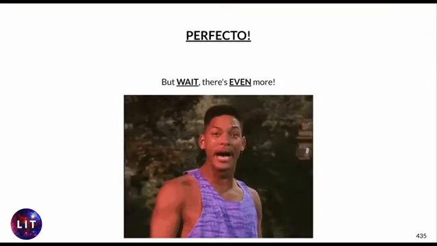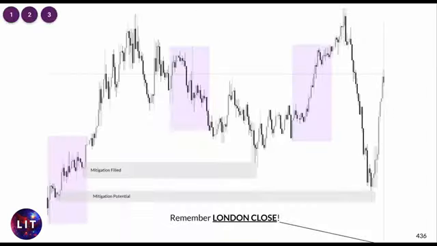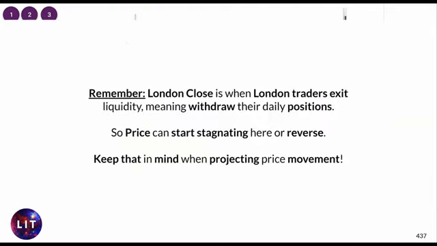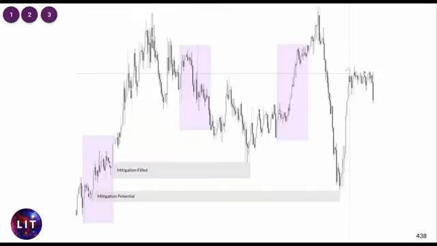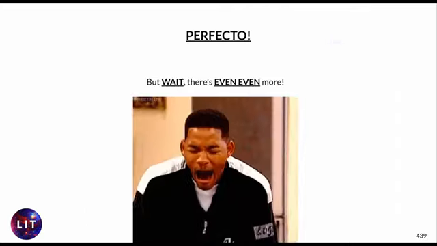Perfecto, again. Right, but there's even more, of course, right? Again, now we're having this huge pullback area. But again, just by the understanding of the whole thing, remember London close. Again, remember close is when London traders exit liquidity, meaning withdrawing the daily positions. So price can start stagnating here or reverse. Just keep in mind always this timing aspect, so that the exit in the market to the minute, and price will stagnate from there, and it's just sitting there and does nothing to end the day. It's literally perfection.